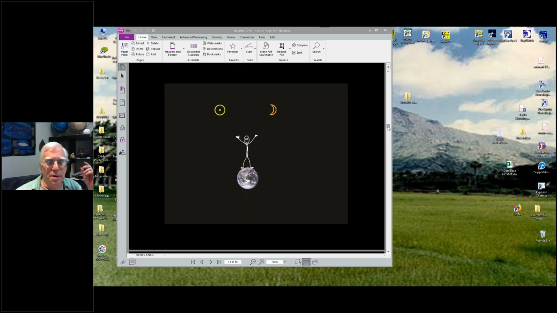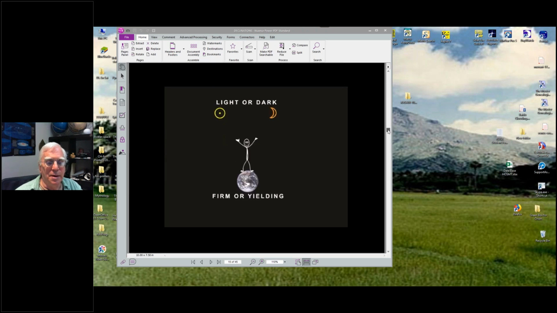So here's just a picture of the heavens, the earth, what's above, what's below. What's above is light or dark. It's a solid line or a broken line. What's below, we're on a firm foundation or a yielding foundation. We're standing secure or we're not.